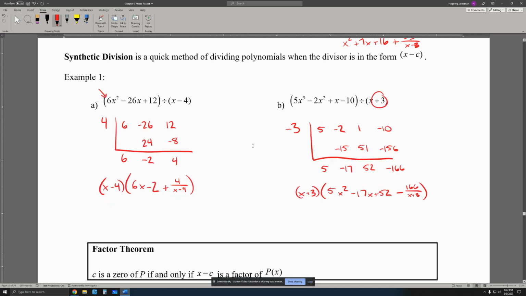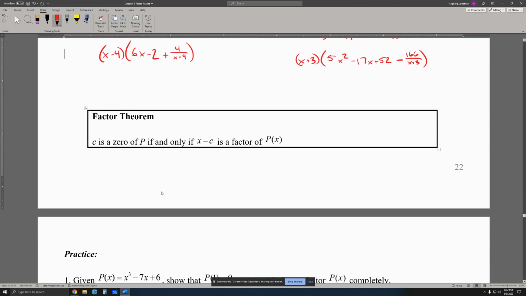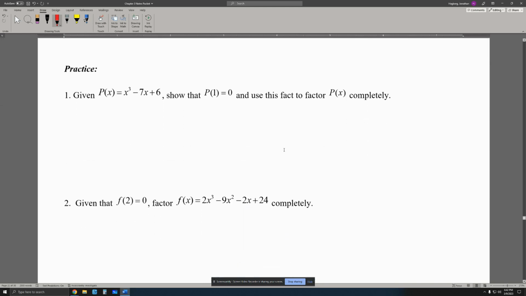So this brings us to our factor theorem. Our factor theorem states that c is a zero of polynomial p if and only if x minus c is a factor of the polynomial p. This if and only if statement means it's a biconditional statement. It goes both ways. So c is a zero of p if x minus c is a factor, and also if x minus c is a factor of p, then c is a zero of p. So it goes both ways. All right, let's get some practice.